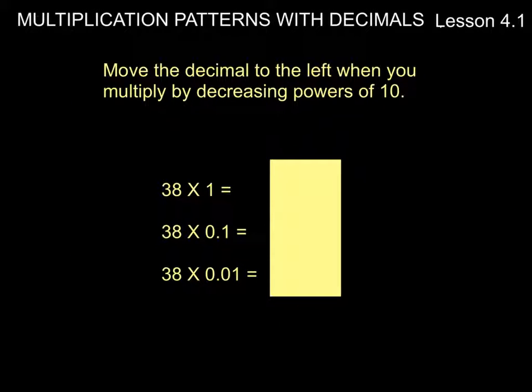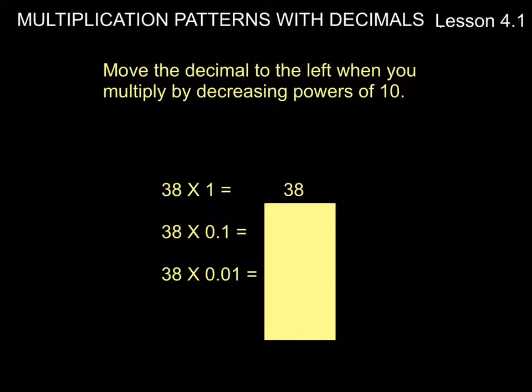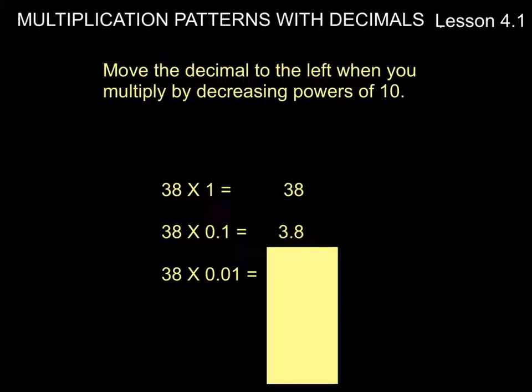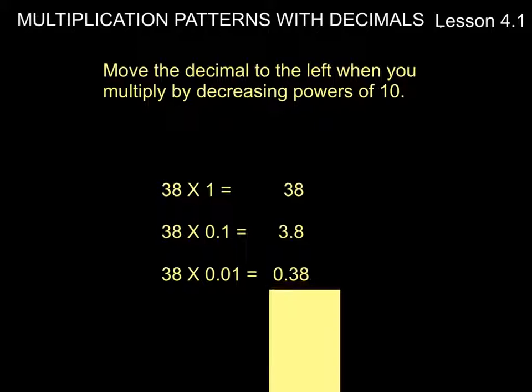For our next problem, we're going to multiply 38 by decreasing powers of 10. This time, we're going to move the decimal to the left. 38 times 1 is equal to 38. 38 multiplied by 1/10 is equal to 3 and 8/10. 38 times 1/100 is equal to 38 hundredths.